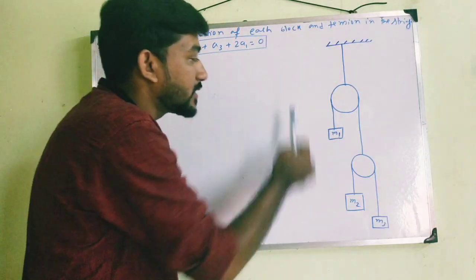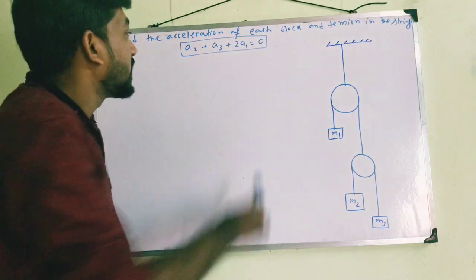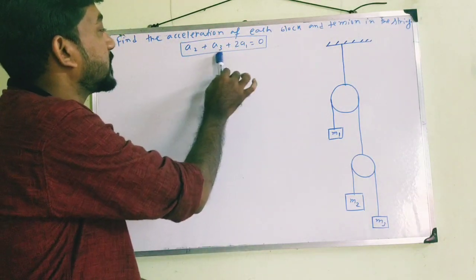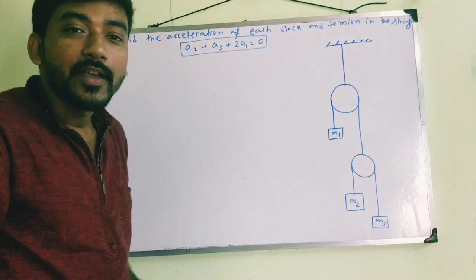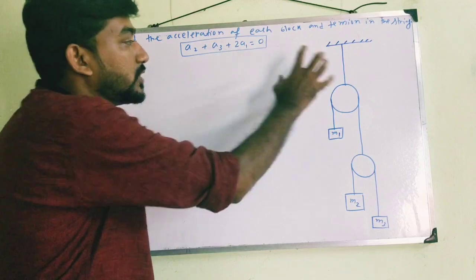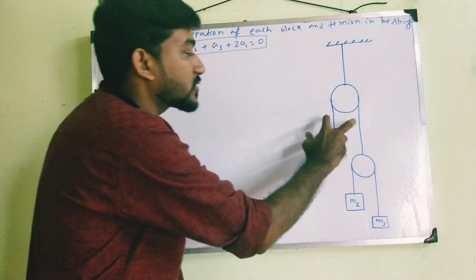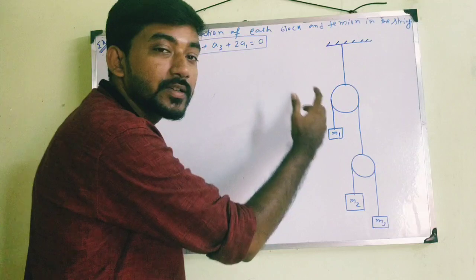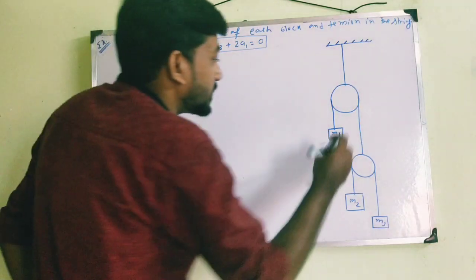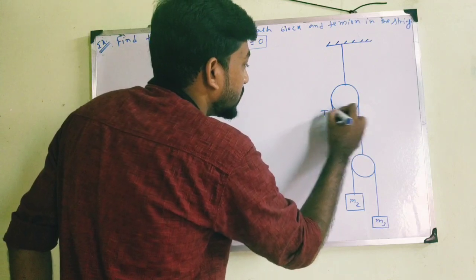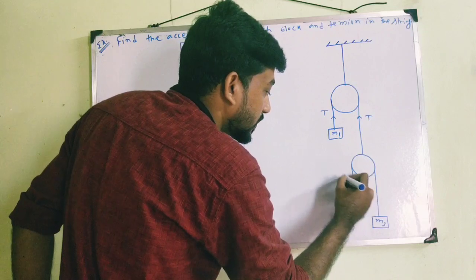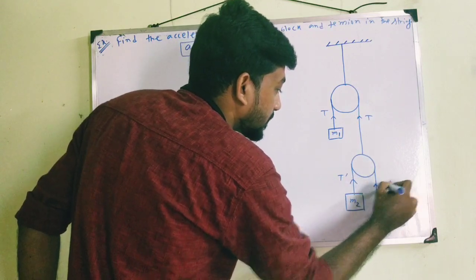And in the previous example, by using the constraint equation, I derived this relation, that is a2 plus a3 plus 2a1 equals 0. And I told there that this is the first step to do these kinds of problems where we are asked for the tension in the string as well as the acceleration of each and every block. So now let me take that the tension in this string is T, and as this is a separate string, the tension will be T prime.